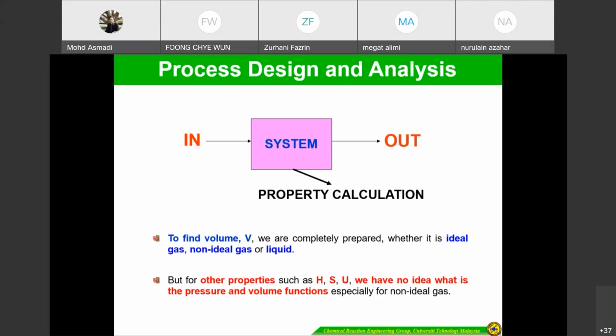Yeah, now what do you understand about the entropy? Last time when you learned at the energy balance, right? What's the definition of the entropy? Ada belajar tak? Did you learn? Ada, Doctor. What is the definition of entropy? Tak tahu. Anyone?